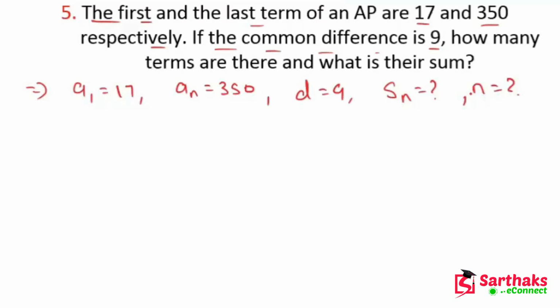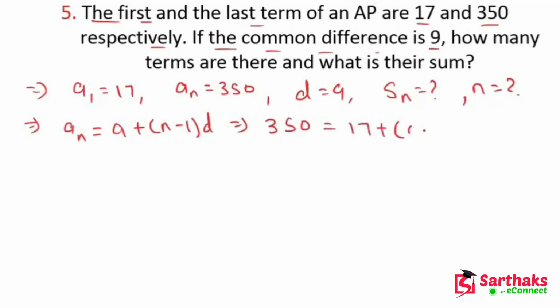So first of all, we have to find the value of n. How can we find it? We can use the formula An is equal to a plus n minus 1 into d. Okay, 350 is equal to 17 plus n minus 1 into d, which means 9. Then we get 350 minus 17, which is equal to n minus 1 into d. Okay, so I hope you understand these things.